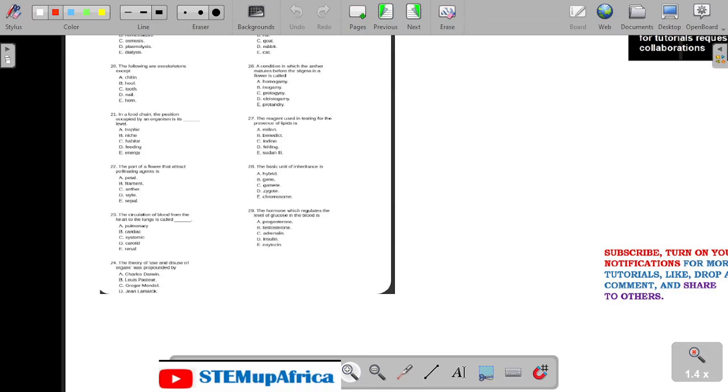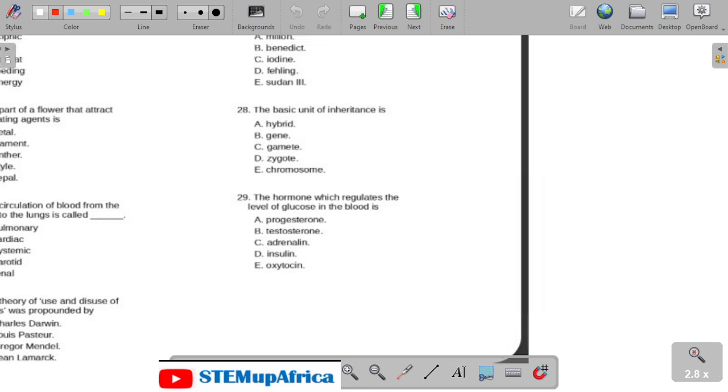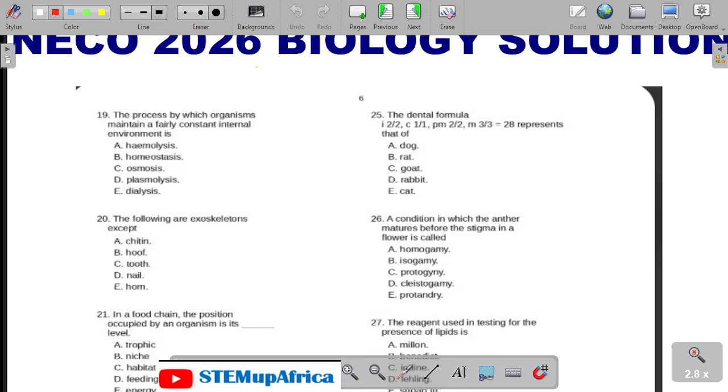Number 19. Let's see what we have. The process by which organisms maintain a fairly constant internal environment, we call that homeostasis. That is the answer, which is option B. That is the definition of homeostasis: the structural and metabolic regulation used by living units to maintain dynamic internal physiological equilibrium. That's the definition of it.